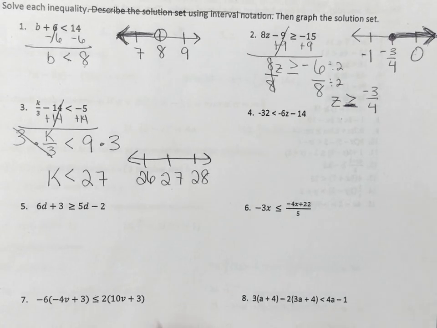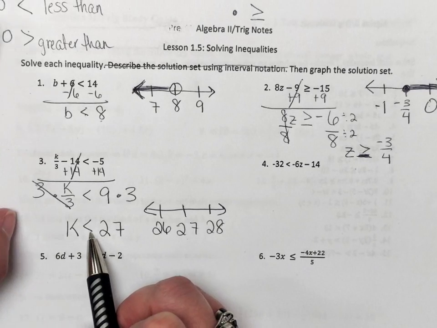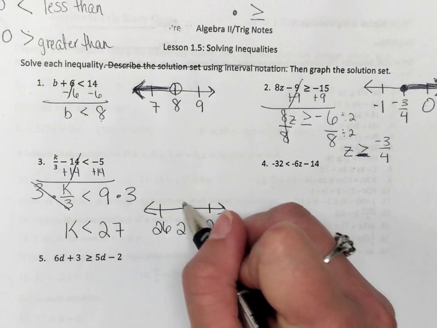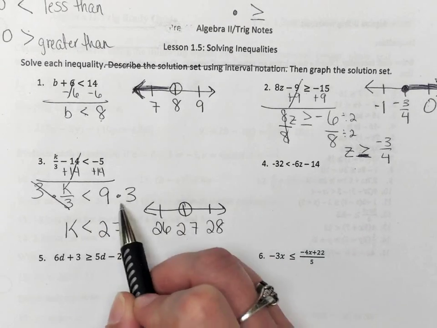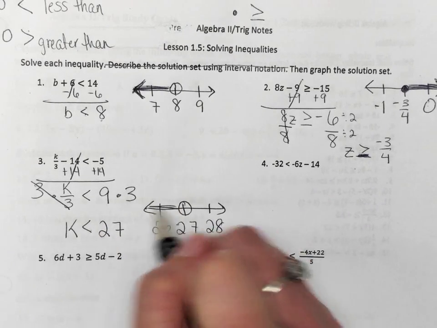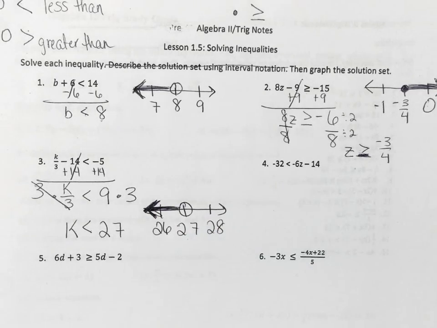Alright, Jack. So am I going to have an open circle or a closed circle for just a less than? Open circle on 27. And then, Kai, where do I shade if it's less than? To the left or to the right? Left. To the left. There you go. Perfect.